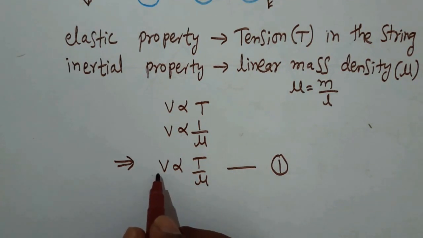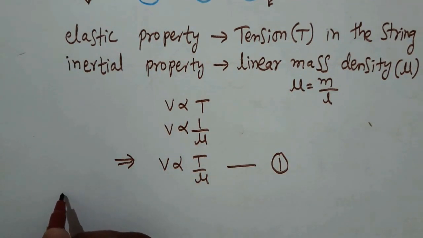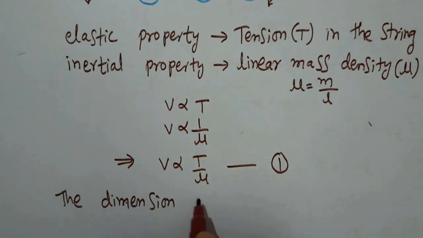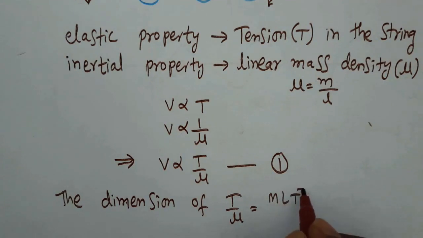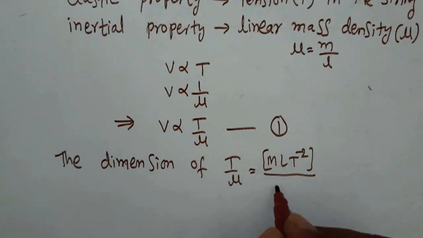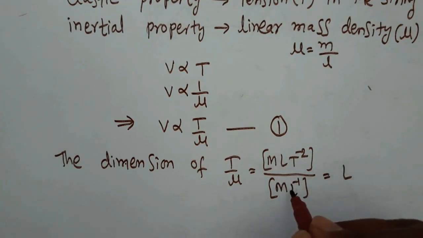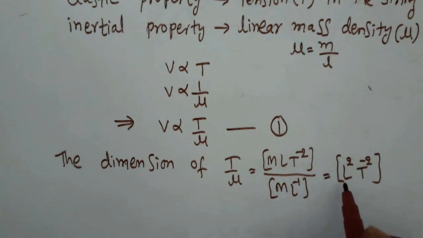Let us check dimensionally whether this equation is correct or not. So the dimension of T by mu: the dimensional formula for tension is M L T to the power of minus 2, and the dimensional formula for mu is M L to the power of minus 1. So M cancels, and we get L squared T to the power of minus 2. But this is not the dimensional formula for velocity.